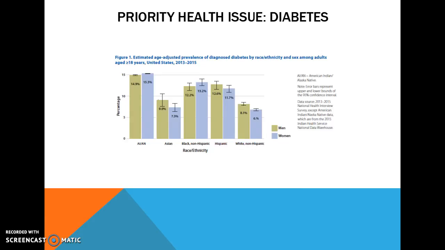The priority health issue for Charleston, South Carolina, is diabetes. This is a chart that shows the prevalence of diagnosed diabetes by race and ethnicity and sex among adults. So you can see the American Indians have the largest amount, followed by the Black non-Hispanic, followed by the Hispanic people, and then the Asian and the white population.